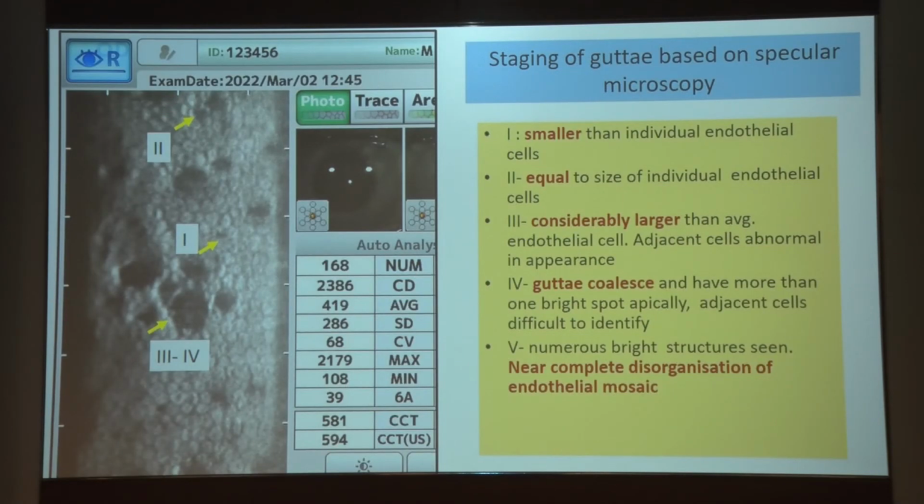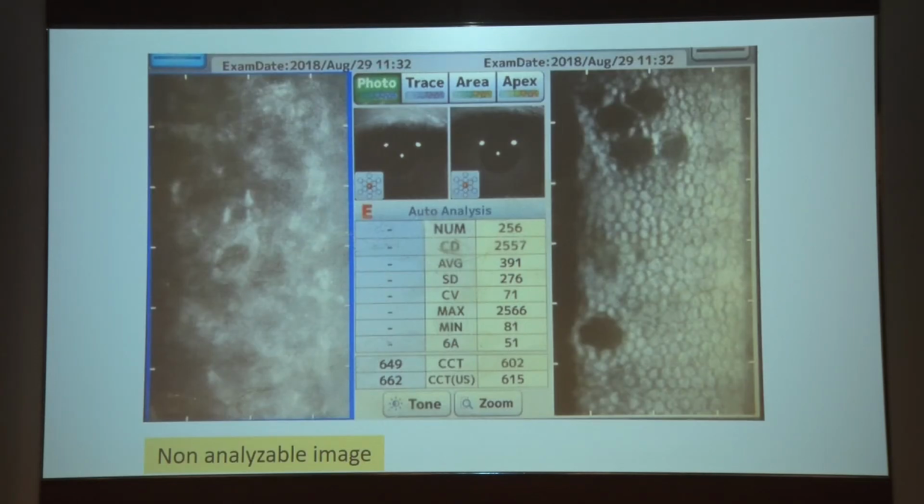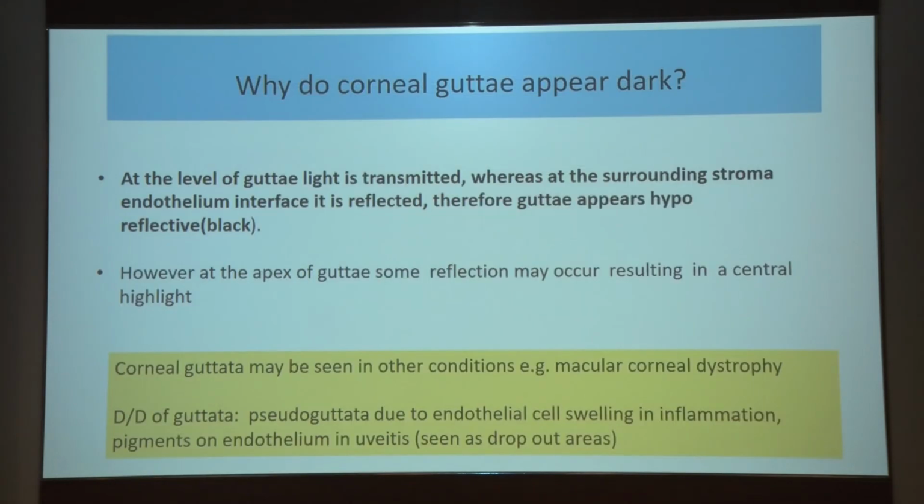And guttae can be staged based on their size, whether they're smaller than the endothelial cell, bigger than the endothelial cell, or they coalesce, right? So you have different shapes of guttae, and in some patients you may have images which are non-analyzable. So here you have large guttae, but the cornea is clear, and in some cases you may have a non-analyzable image, which may be due to confluence of the guttae, right? So you need to be able to see that.